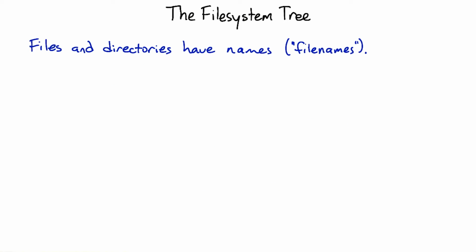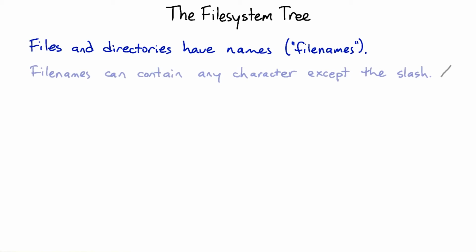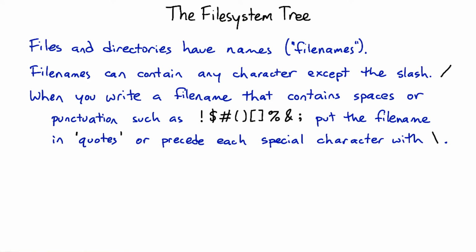Every object in the file system has a name, or file name. The rules for file and directory names in Linux are pretty flexible. You can have spaces in file names, you can have dots, you can have @ signs or accent marks or whatever. The only thing you can't have is the slash character. And in the shell, when you write a file name that contains spaces or certain punctuation marks, you have to put the file name in quotes, or else precede each one of the special characters, including spaces, with the backslash.